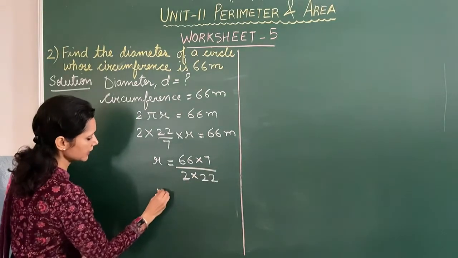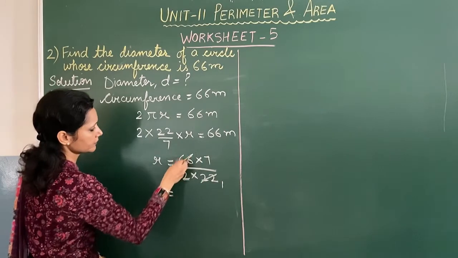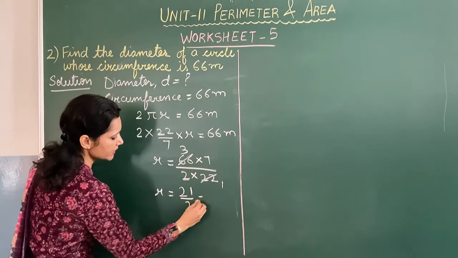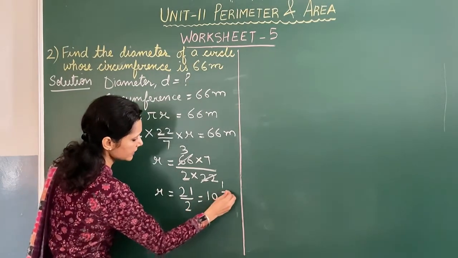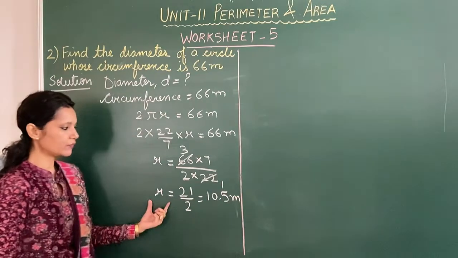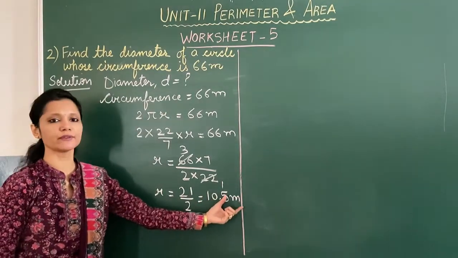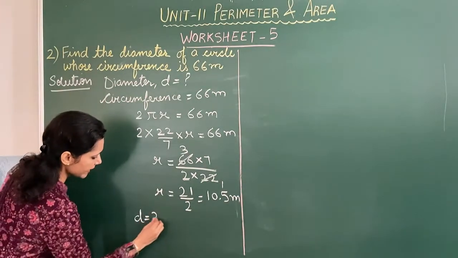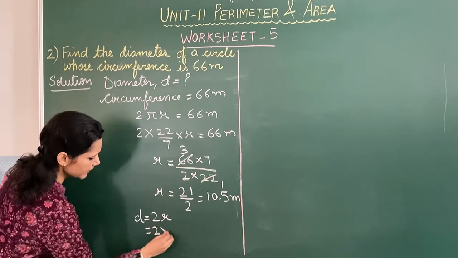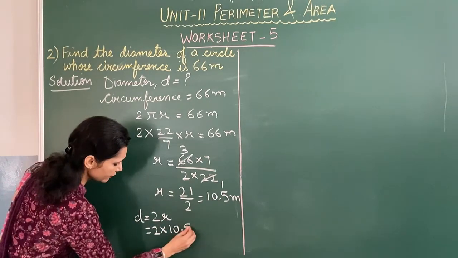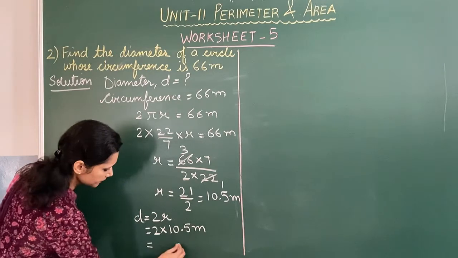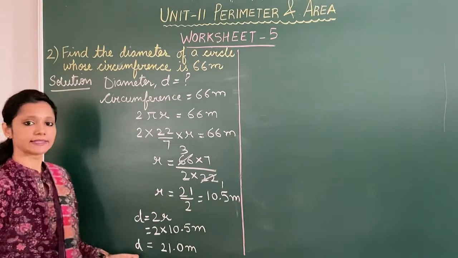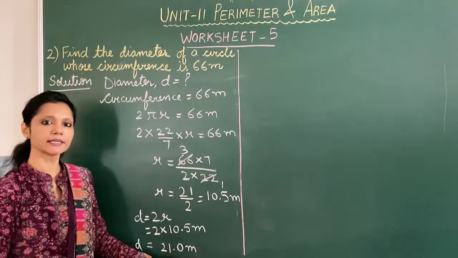So now let's do the cutting. This would become 21 upon 2, which is equal to 10.5 meters. Now we know the radius is 10.5 meters, but we have to find the diameter. Since diameter is twice the radius, 2 multiplied by 10.5 meters would be equal to 21 meters. Hence we would say that the diameter of the circle is 21 meters.